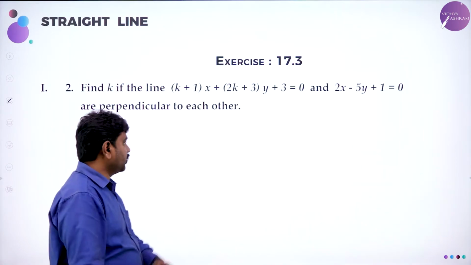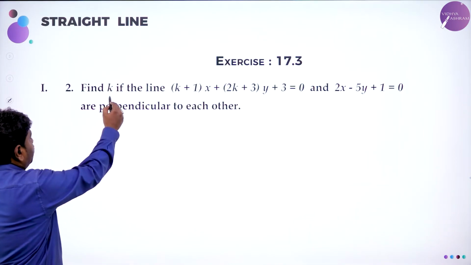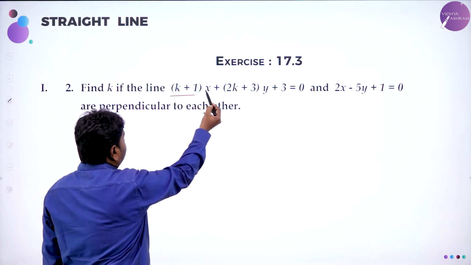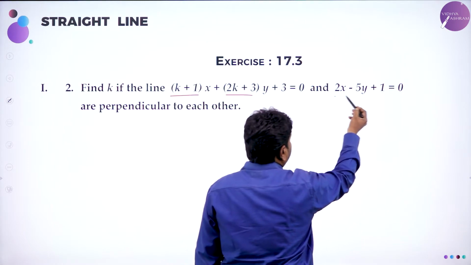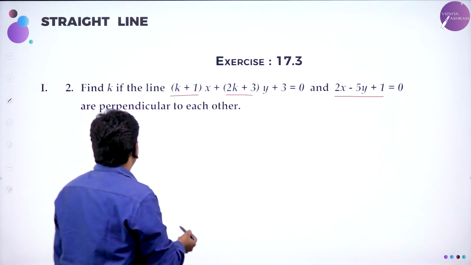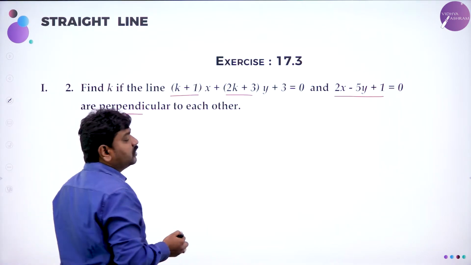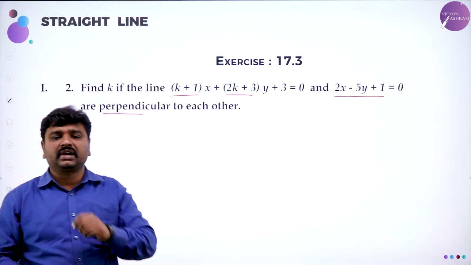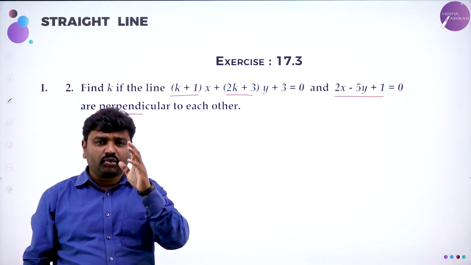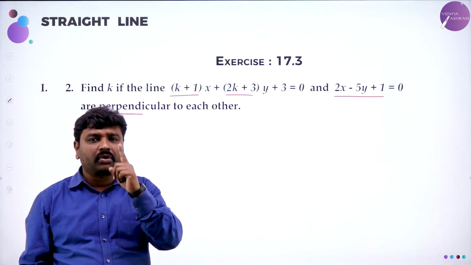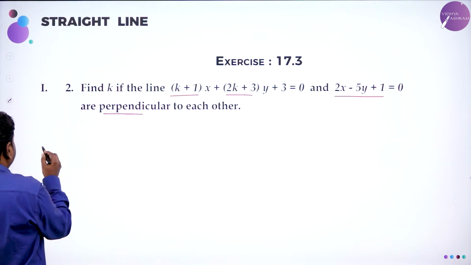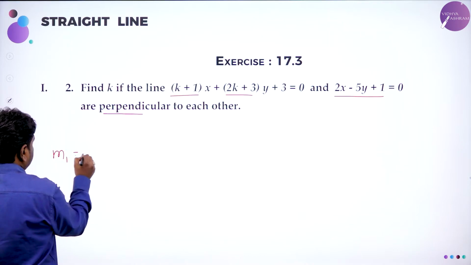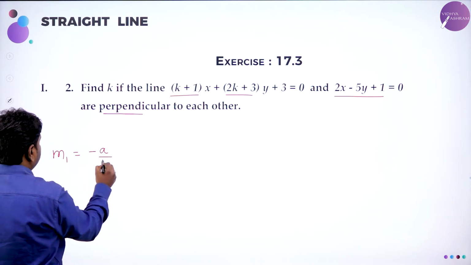So next we have: find k if the lines (k plus 1)x plus (2k plus 3)y plus 3 equals 0 and 2x minus 5y plus 1 equals 0 are perpendicular to each other. They give that the two lines are perpendicular to each other. So dear students, if two lines are perpendicular to each other, then the product of slopes is minus 1. So now first find the slope of the first line. m1 means slope of the first line. What is the slope formula? Minus a by b.